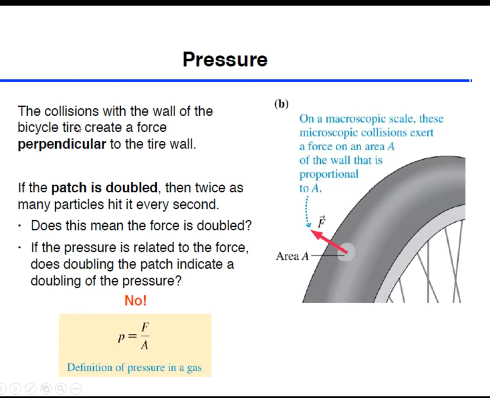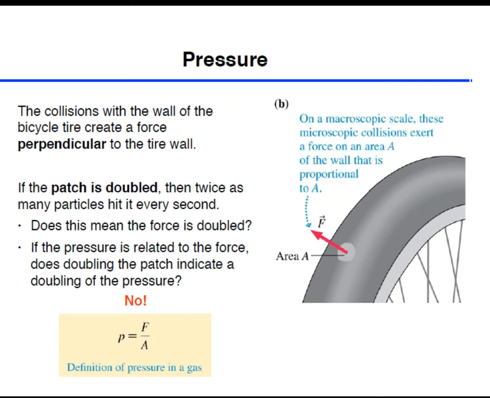So collisions with the wall, for example of a bike tire here, create a force that's perpendicular to the tire wall. If I took this little patch and made the area twice as large, then there'd be twice as many particles it would hit every second. So does that mean the force is doubled? Yes, it does, because we have more area. But does the pressure double? No, it does not. So the way we say this is that pressure is the force per area. We've already worked through this in our previous exercises, just looking at the units alone, but now we'll go into a little more detail.